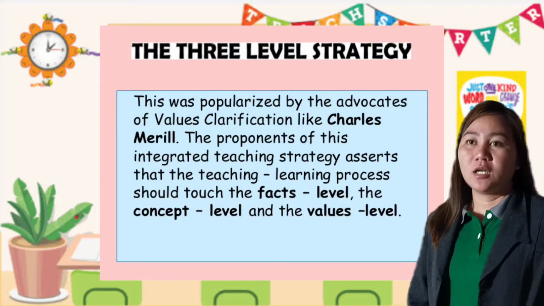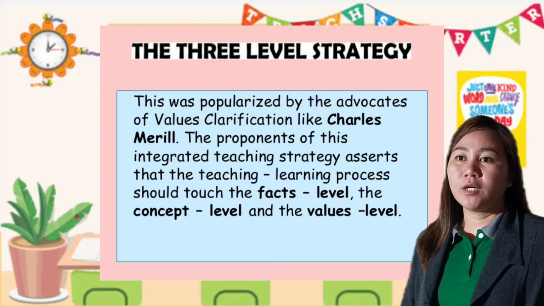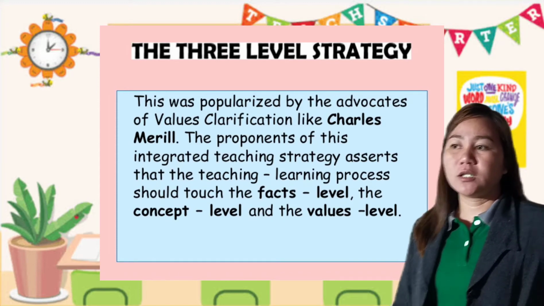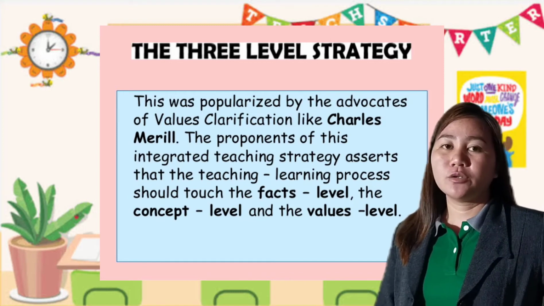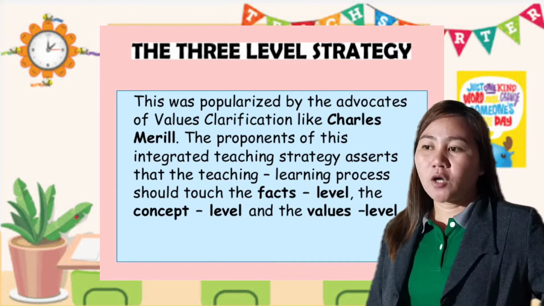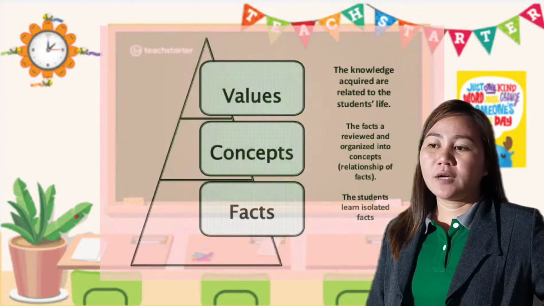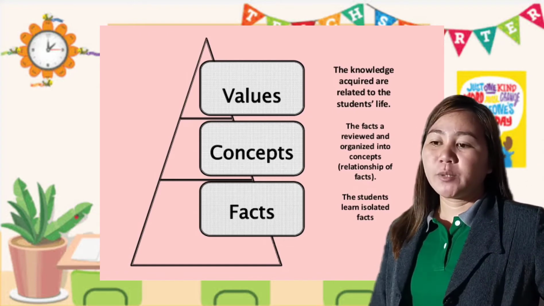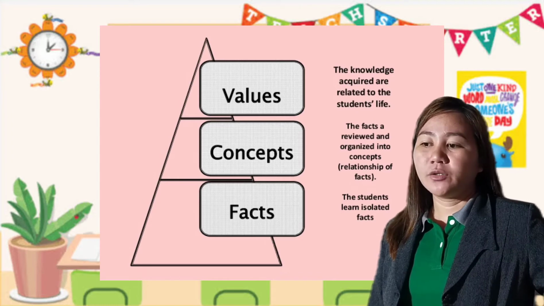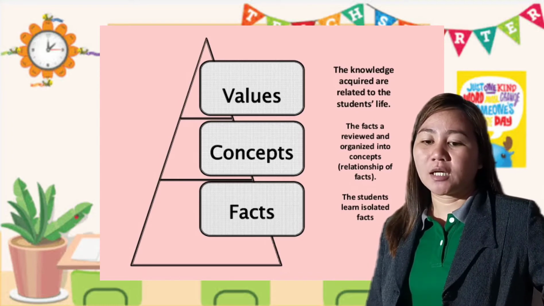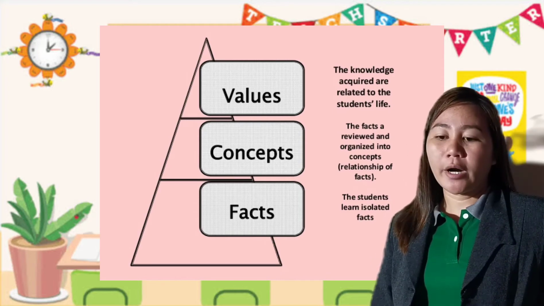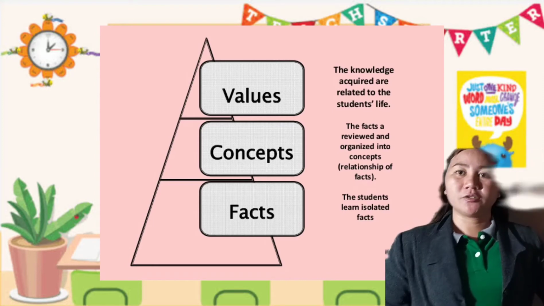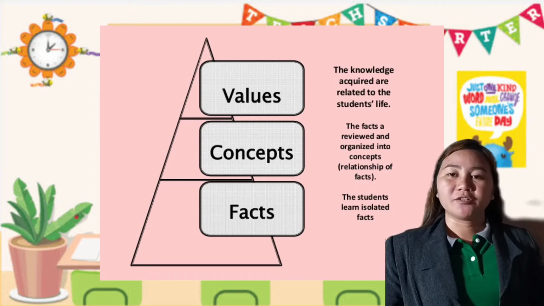Three-level strategy. This was popularized by advocates of values clarification like Charles E. Merrill. The proponents of this integrated teaching strategy assert that the teaching-learning process should touch the facts level, the concepts level, and the values level. On the facts level, the students learn isolated facts. On the concepts level, these fragmented and meaningless facts are viewed and organized into concepts fewer than the facts, while on the values level, the knowledge acquired is related to the student's life. See Figure 3 below. The three-level strategy: first the values, concepts, and facts.